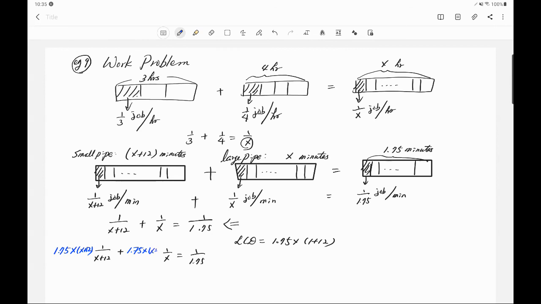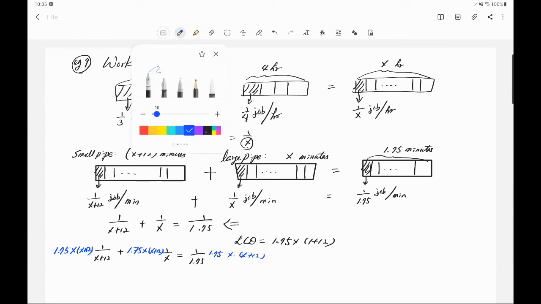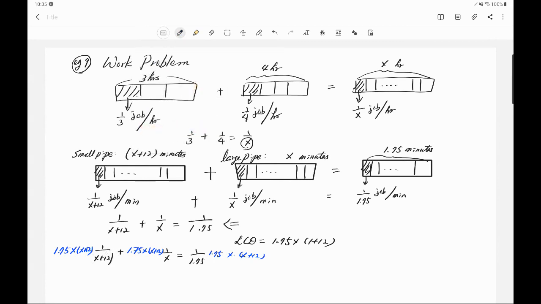Given this one, 1.75 X times (X plus 12), then X plus 12 cancels out. So we have 1.75X, and X cancels out, so 1.75 times (X plus 12), and 1.75 cancels out, so X times (X plus 12). Let's simplify. So 1.75X plus 1.75 times 12. You can use a calculator. That's 21, right? And then this is X squared plus 12X.